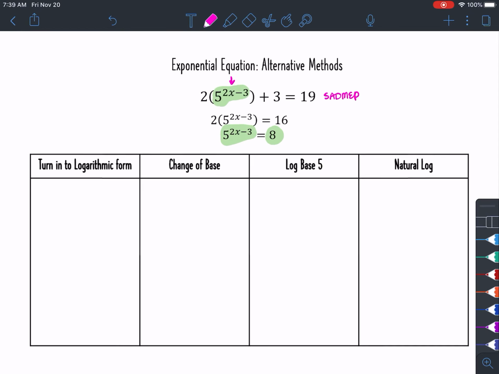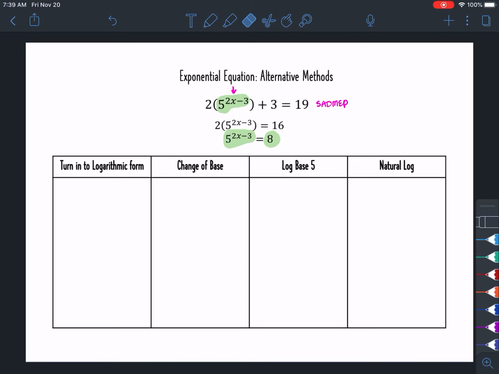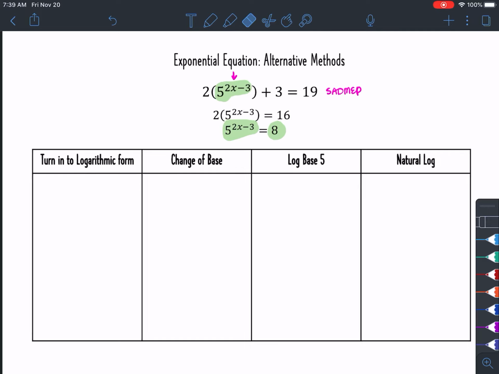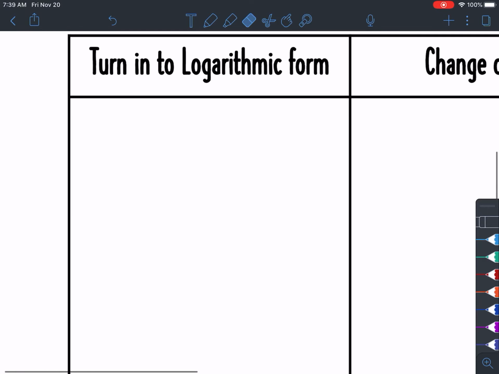So what we're going to look at is 4 different ways of getting the same answer for this. The reason we're looking at this is because everyone has a different method that they prefer. I honestly prefer the first method, which is to turn it into logarithmic form. So we have 5 to the 2x minus 3 equals 8.